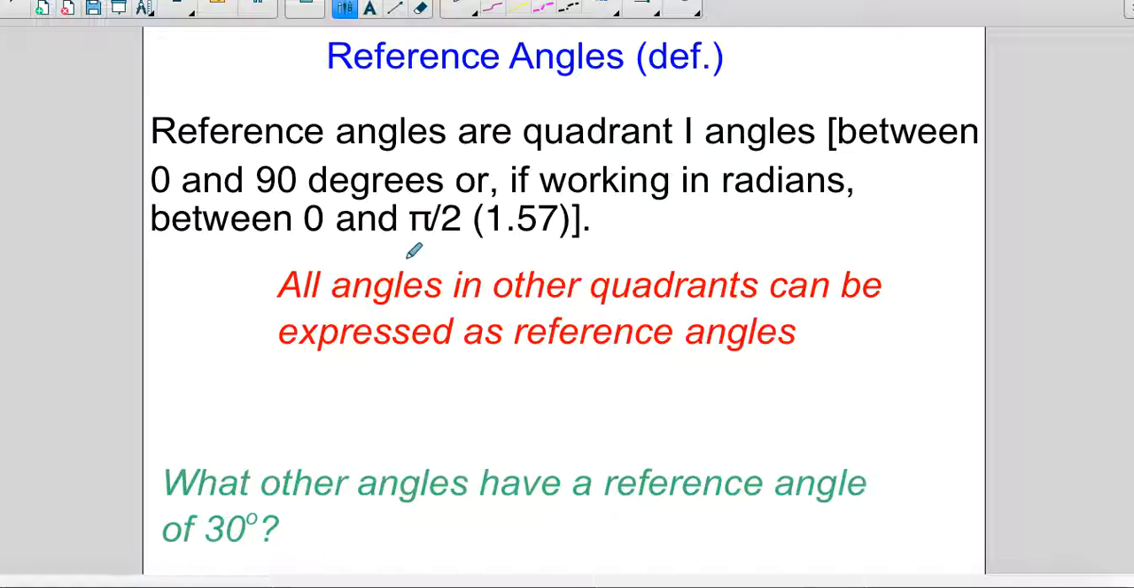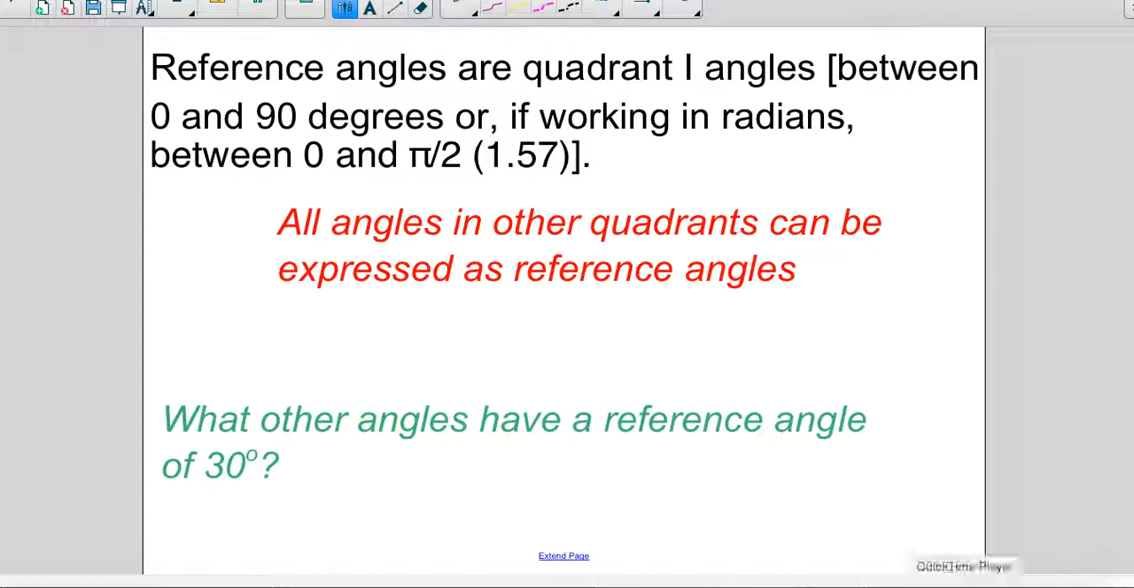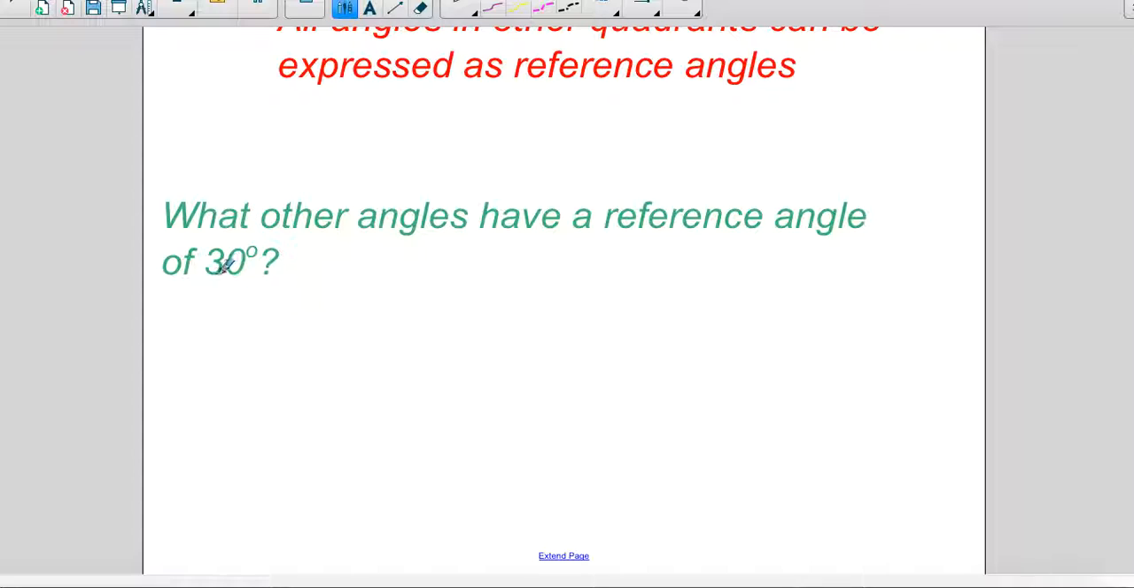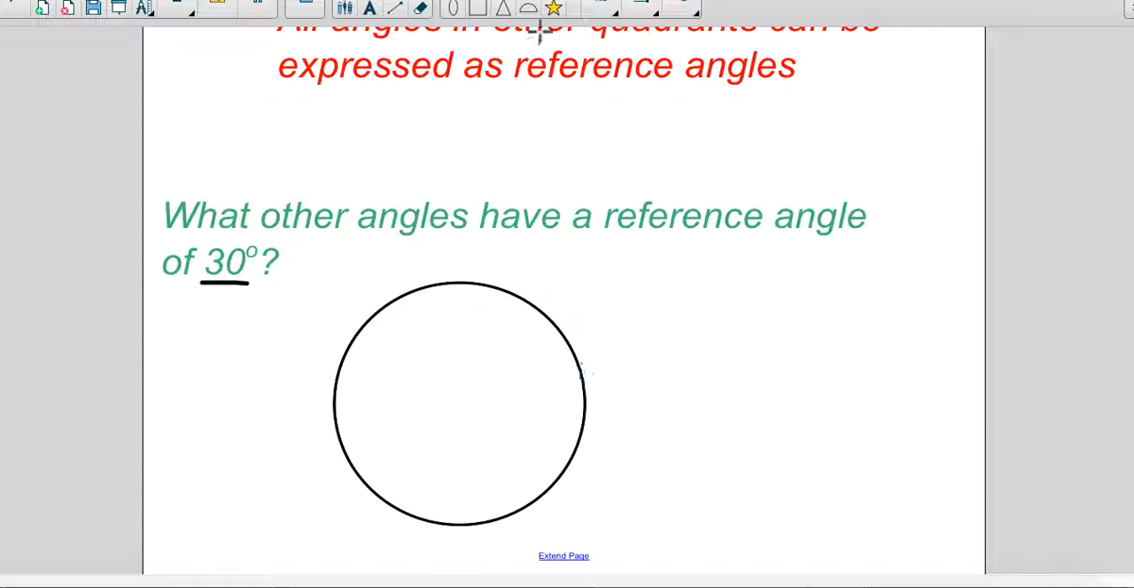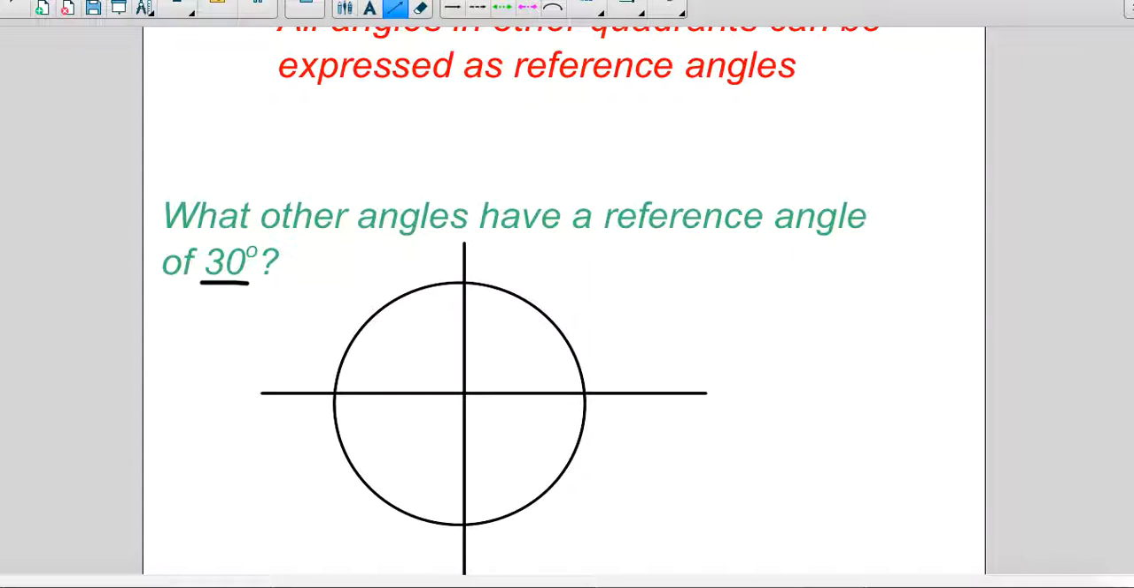So what we want to do is basically think about other parts around the unit circle where the angles are not reference angles, but you can think of them in terms of reference angles, right? So 30 degrees is a reference angle. It's between 0 and 90. And if you think about what 30 degrees looks like, if you have a unit circle, and we can even draw the lines in for our axes, 30 degrees would look like this.